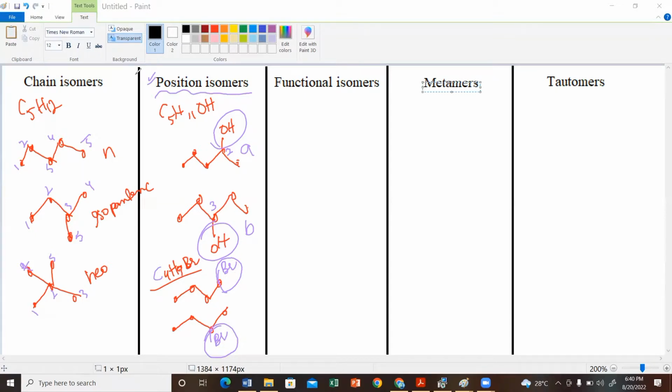Up till now, we have discussed two types of isomerism. The first one is chain isomerism, in which the molecular formula is the same, but their physical skeletons are different. In the second type, position isomerism, the molecular formula is the same, the basic skeleton is also the same, but the position of the heteroatom attached is different.